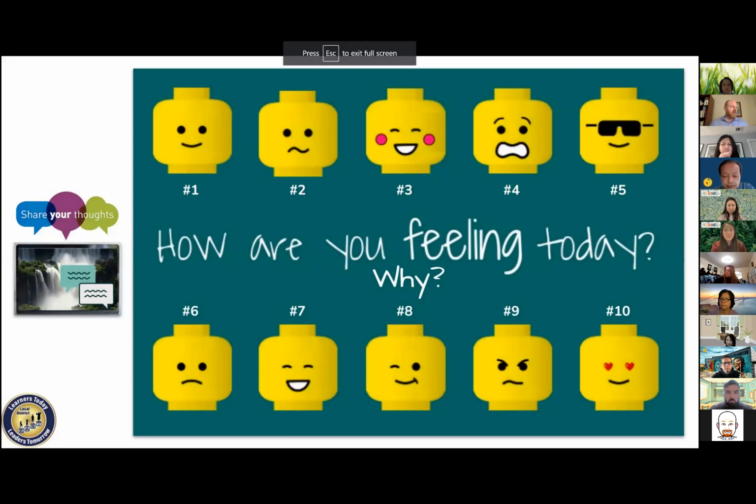So today we'll start off with, how are you feeling today on this bright and sunny Saturday morning? We've got some Lego faces here for you. Type in the chat, don't hit return yet, but type into the chat how you're feeling. And we're going to do a waterfall. I'll give you another 10 seconds, then I'll do a countdown. Okay, 3, 2, 1, waterfall.